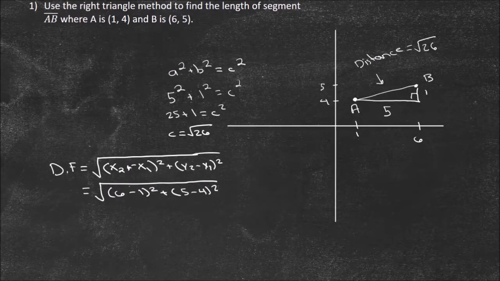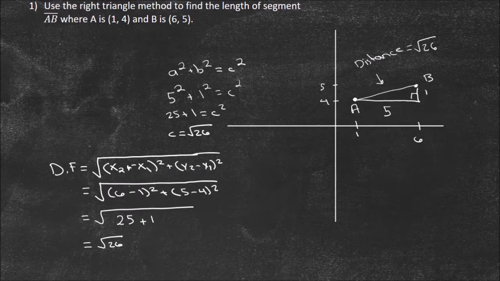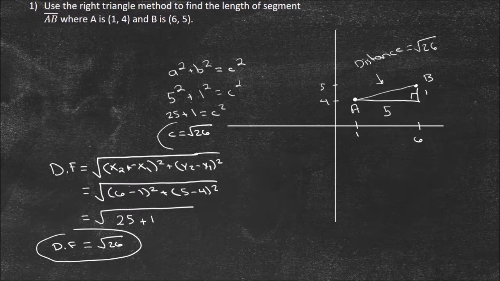So 6 minus 1 squared, that's 5 squared, that's going to be 25 when you square it, plus 5 minus 4 is 1, squared is 1, and I get, well, square root of 26. So the distance formula gives us the exact same answer, and that's not on accident. They always should give you the same answer. And if you notice, we're almost doing the exact same thing, aren't we?